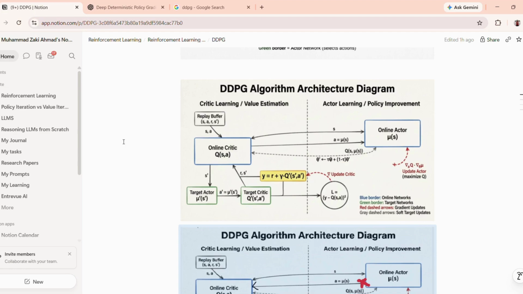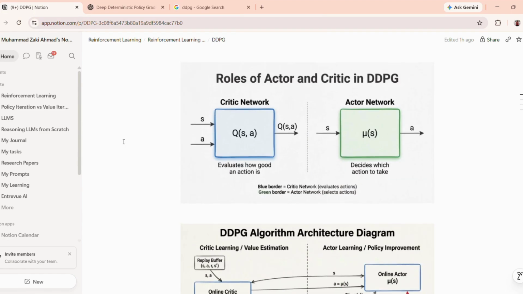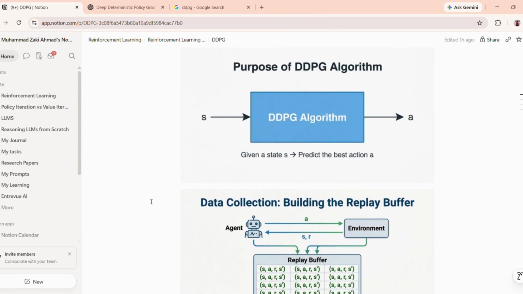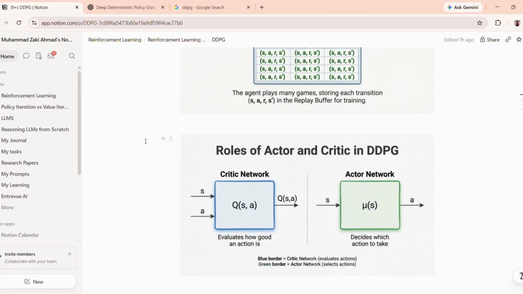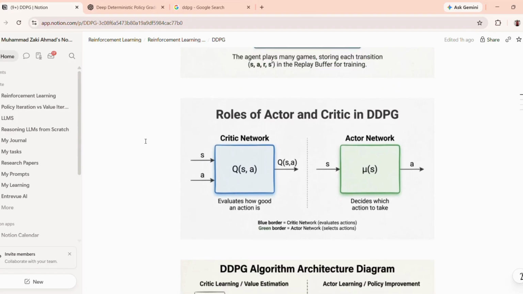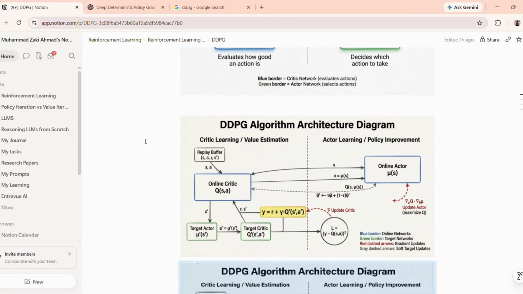So now we know what is going to be the training data for our algorithm and what is the promise of the DDPG algorithm. And we also know the components of the DDPG algorithm, which are a critic network and an actor network. Now let's understand how the DDPG algorithm works internally using this critic and actor network.